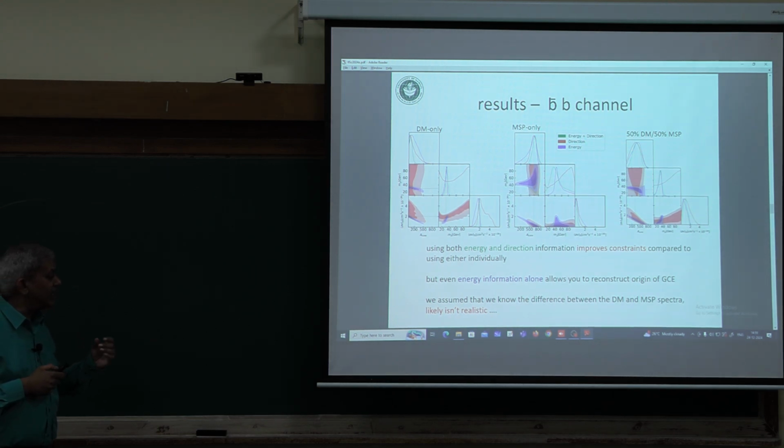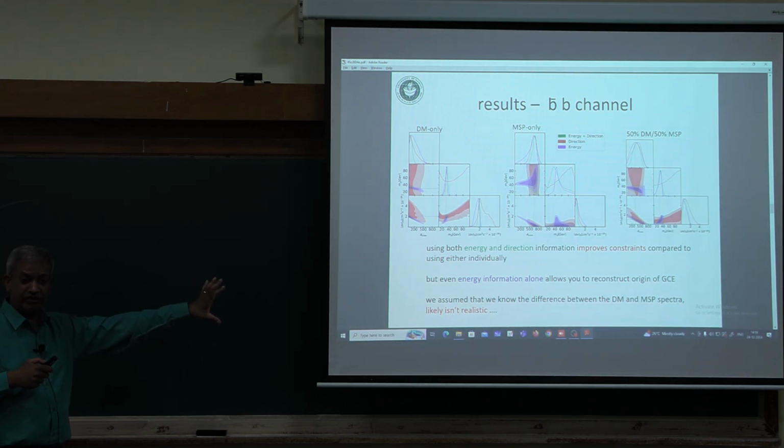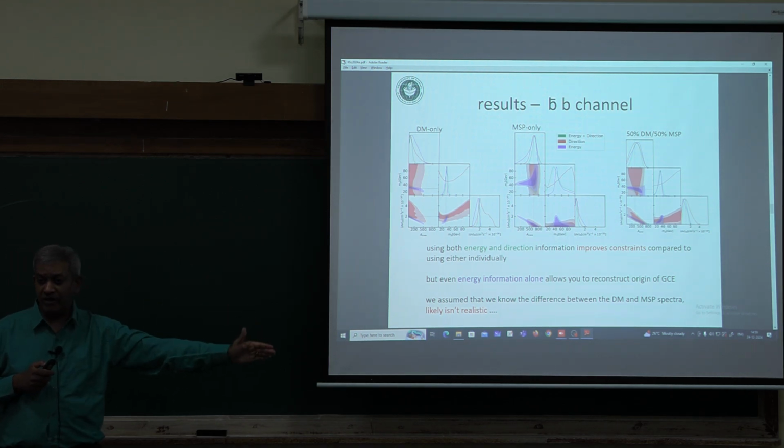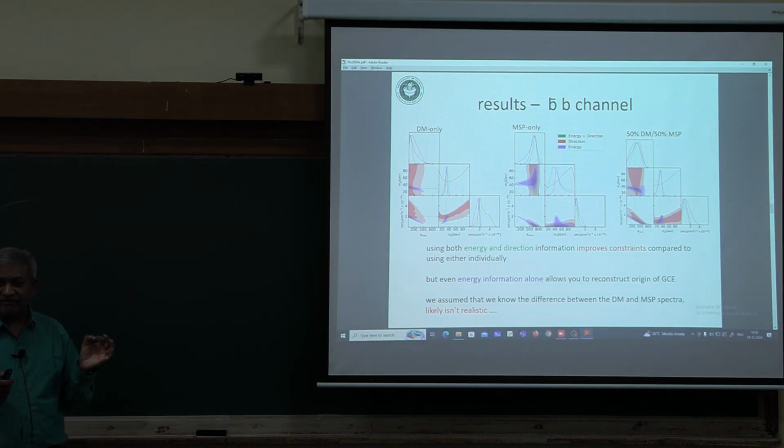And the reason is because we assumed we knew the spectrum of dark matter. We knew our source distributions, I should say. So we knew the average millisecond pulsar distribution. We knew the BB bar distribution for any of these masses.